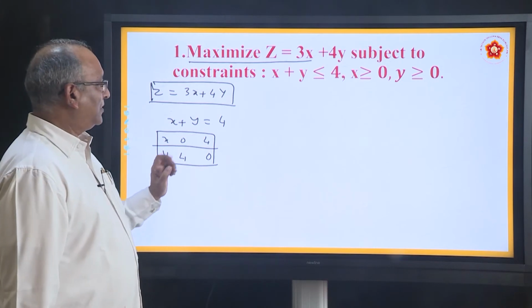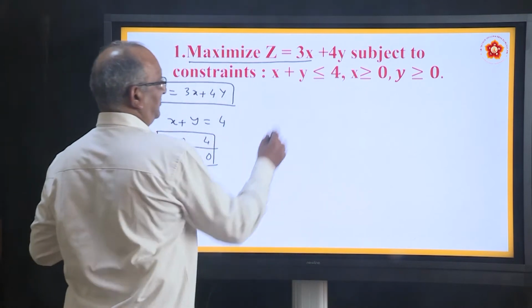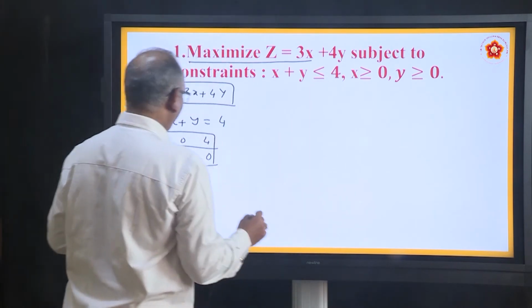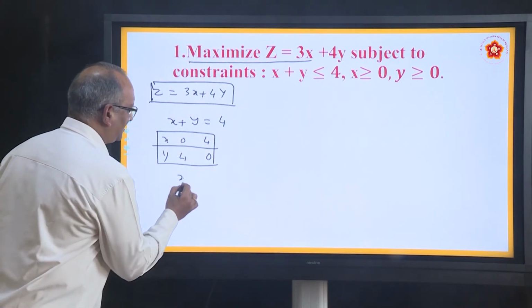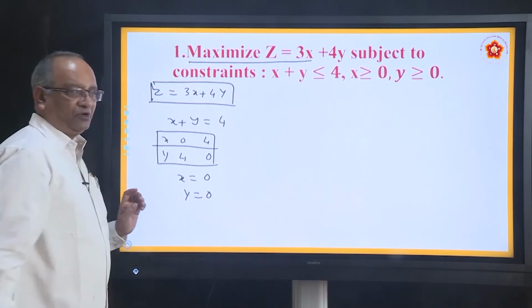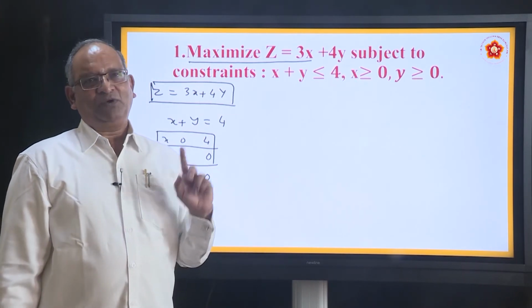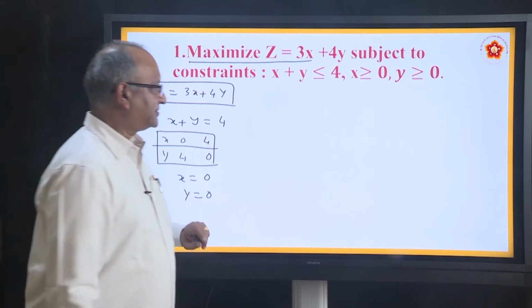Okay. Now let us move on to the second one. The next one is x is greater than or equal to 0, y is greater than or equal to 0, which is nothing but x equal to 0 and y equal to 0. What does x equal to 0 represent? It represents the y axis. What does y equal to 0 represent? The x axis. So draw.